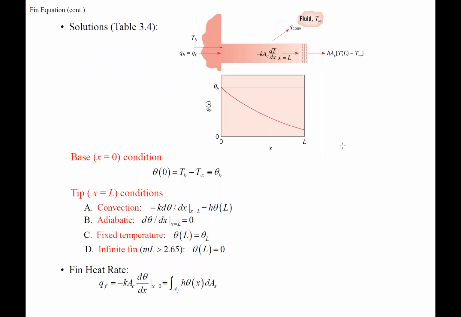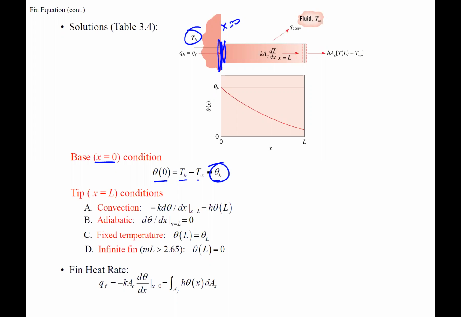So the first one is going to be right here at x equals 0. We're always going to have a temperature at the boundary, and that's this one at x equals 0. The base condition right at this location, okay, is x equals 0. So that would be theta base, T_b, temperature of the base minus T infinity. So theta of the base is known, is our first boundary condition.